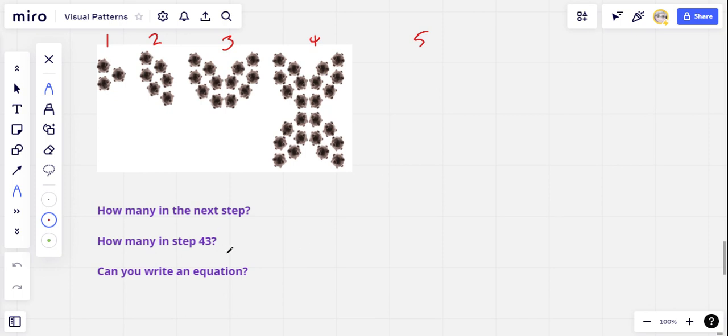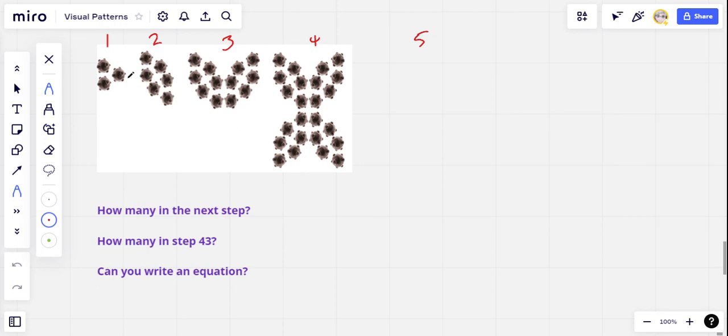Can you then set yourself the challenge of predicting the number in step 43? It's going to be a huge number. And can you write an equation that could be used to predict the number of viruses in any step at all? So that's the challenge. If you'd like to accept it, pause the video and see if you can work it out.